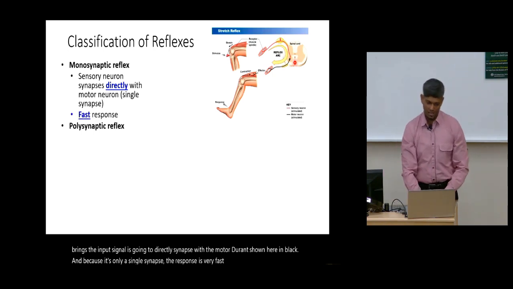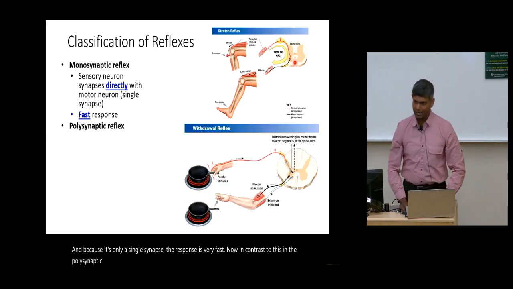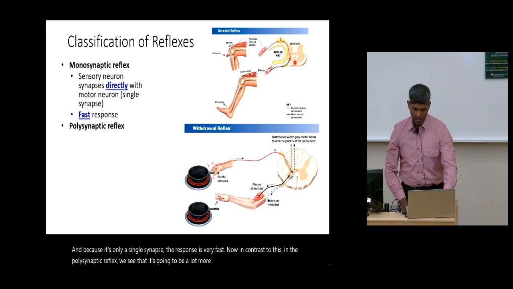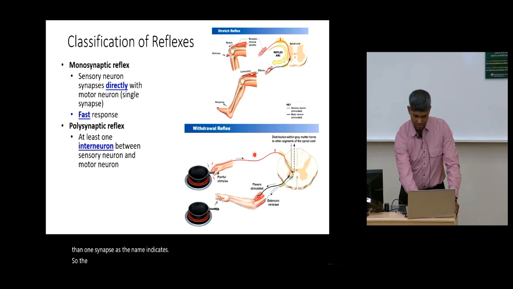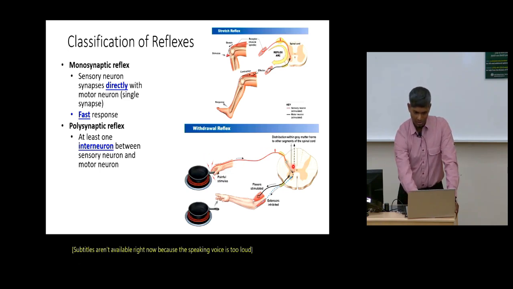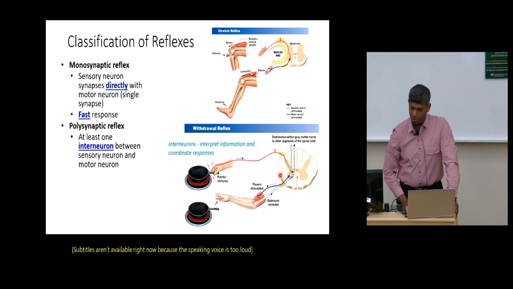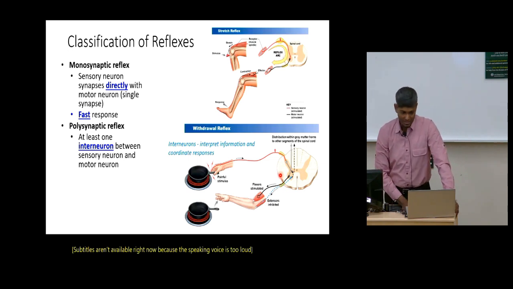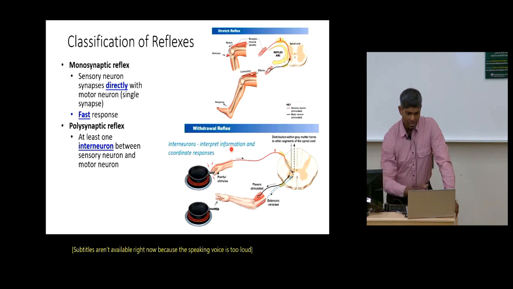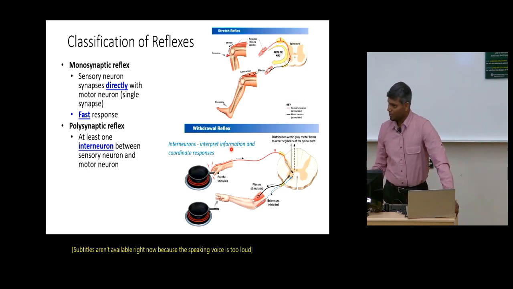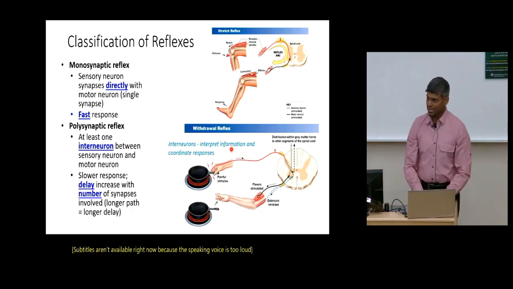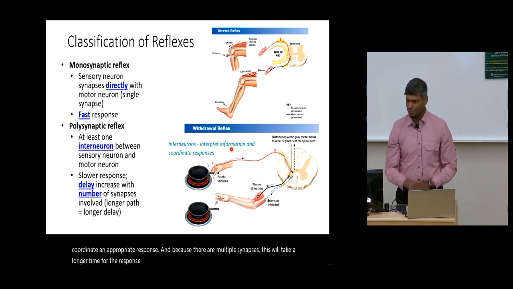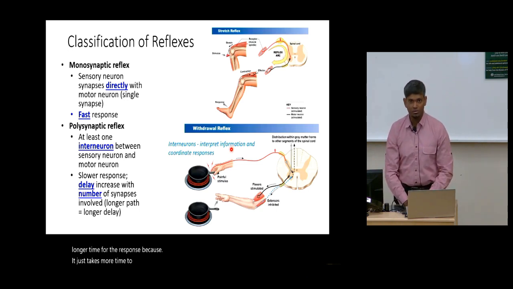Now in contrast to this, in the polysynaptic reflex, we see that it's going to be a lot more complicated, and there will be more than one synapse, as the name indicates. So the sensory neuron shown here in red is going to bring signals to an interneuron, and this interneuron will in turn pass on signals to the motor neuron. And the question is, what is an interneuron? This is the neuron which will interpret the incoming information, and it can coordinate an appropriate response. And because there are multiple synapses, this will take a longer time for the response, because it just takes more time to process the information through multiple synapses.